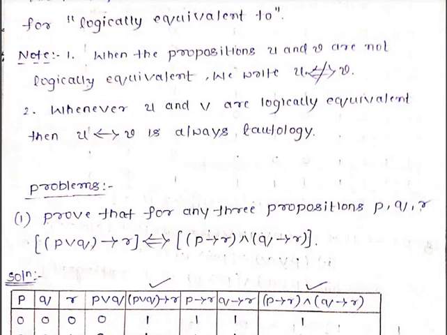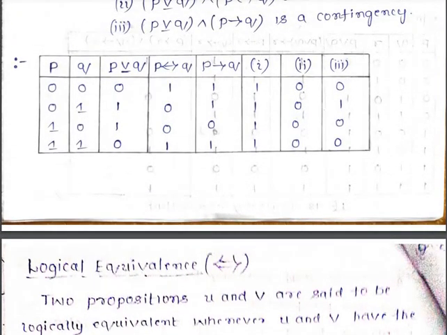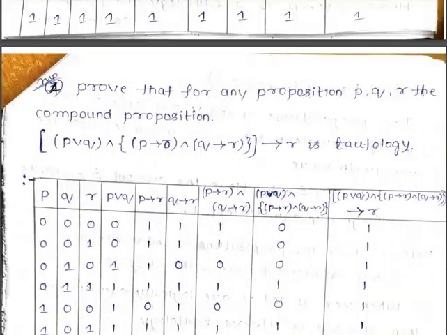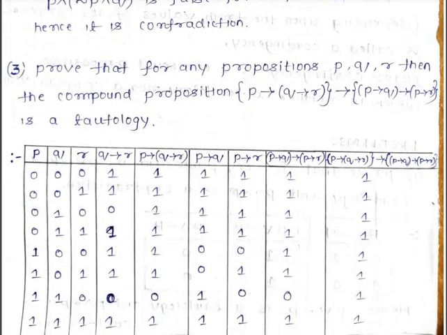Now let us discuss about the third problem. Prove that for any proposition P, Q, R, the compound proposition P implies Q implies R gives P implies Q implies P implies R.